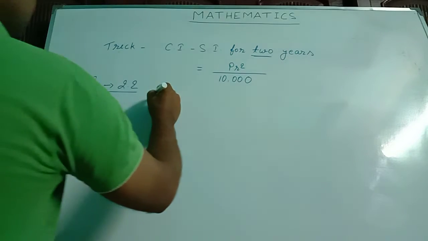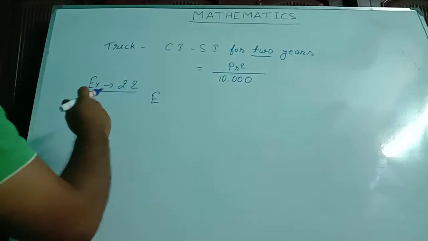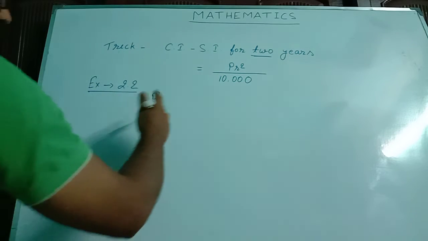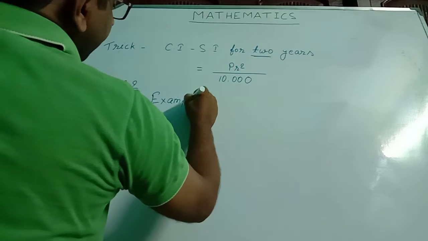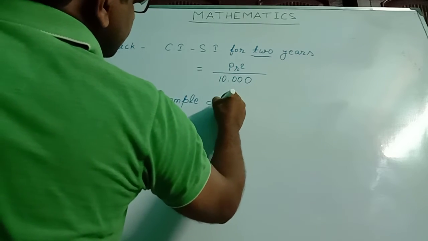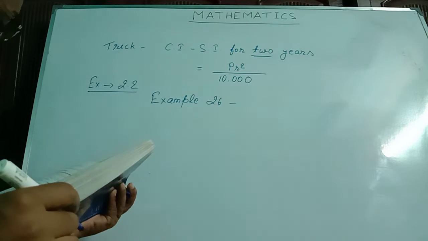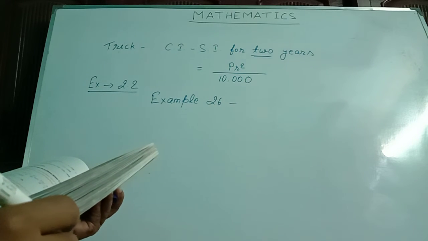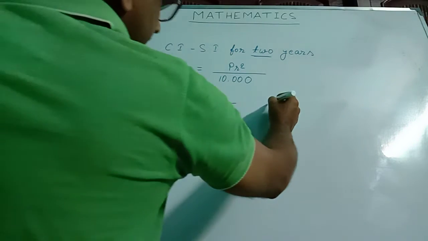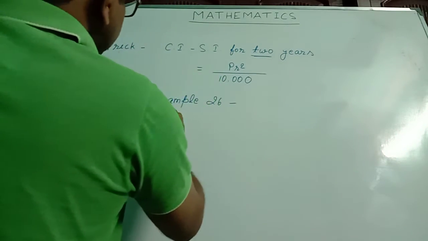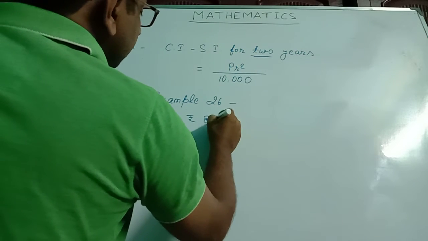That is example 26. Before exercise 2.2, so many examples are given. Among those, one is example 26. In this example, the information is the difference between CI payable annually and SI on 8,000. Principal is given, that is equal to rupees 8,000.